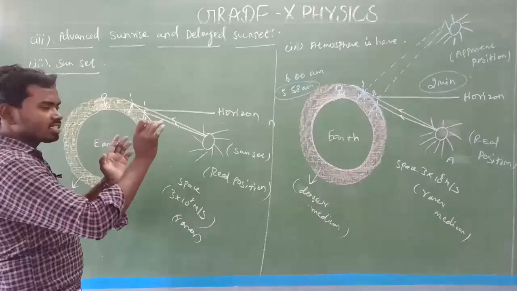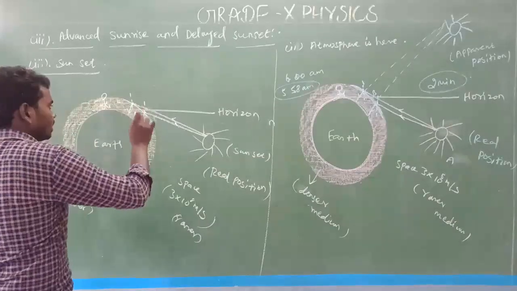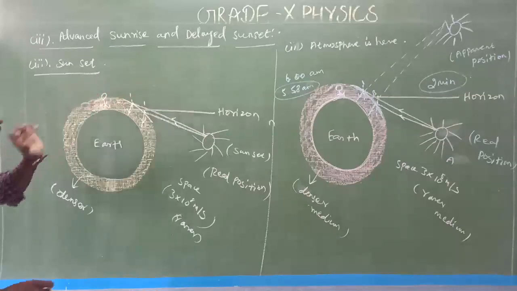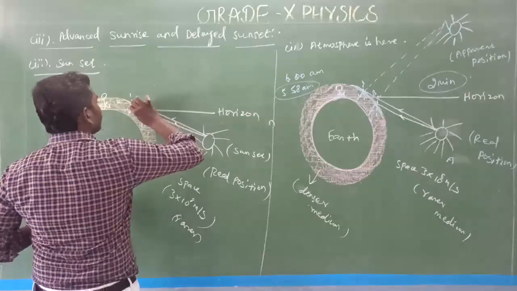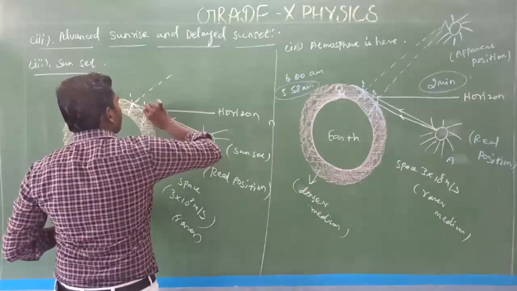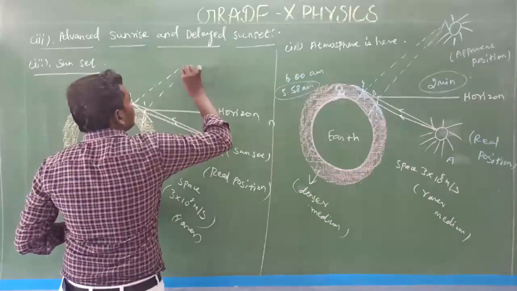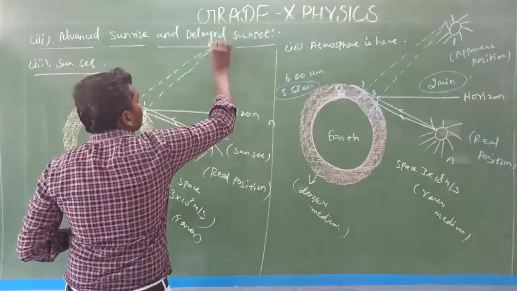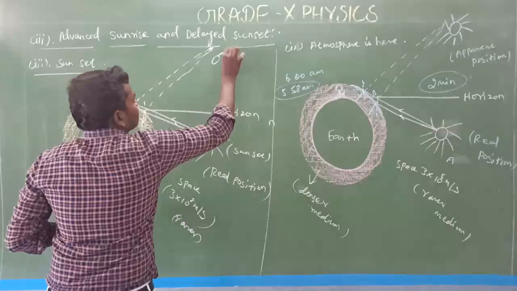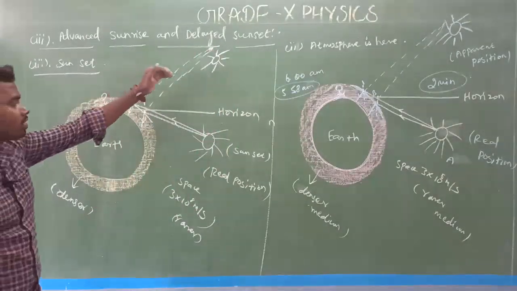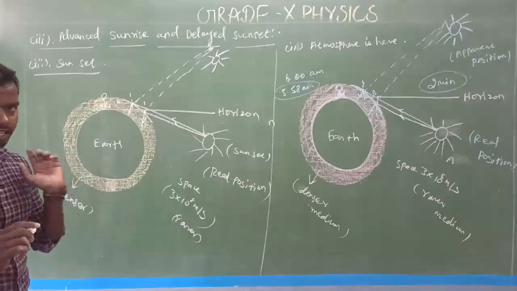Suppose we extend these two refracted rays backward, what will happen? The two refracted rays appear to meet at a single point somewhere over the surface here. Is it clear? Very simple.